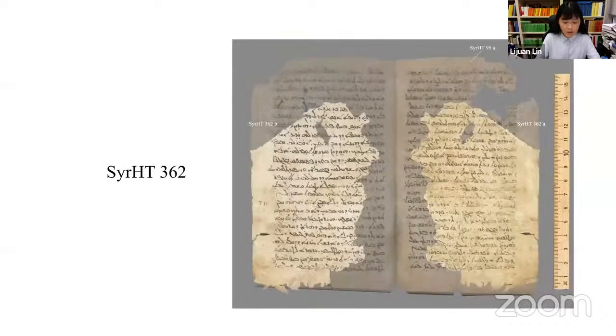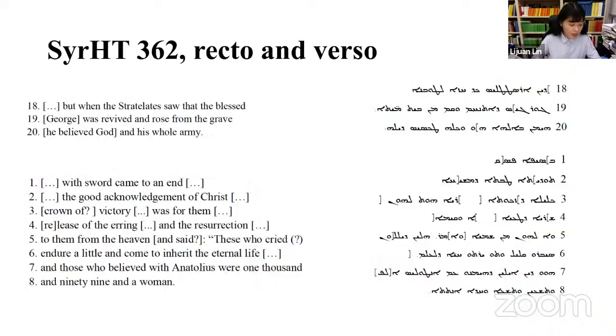Another good example can be found in fragment 362. Here we find a brief description of the conversion of the general Anatolius. After the first death of St. George, a general called Anatolius converted to the Christian belief. Besides, there are also 1,099 soldiers and one woman who also converted to Christianity. So here it is written, the Scatus saw that the blessed George was revived and rose from the grave. He believed in God, and his whole army. And here the general's name is Anatolius. And those who believed with Anatolius were 1,099 and one woman.